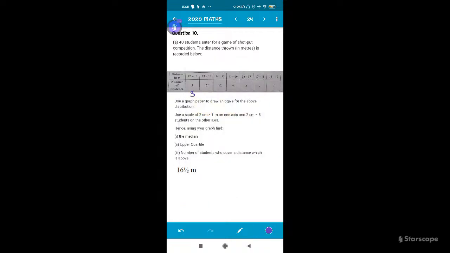This will be 3, 12, then we will have 24, then we will have 33, then 37, 39 and 40. Yes, so these are our cumulative frequencies, and using it we are going to make the ogive. So let's do it.